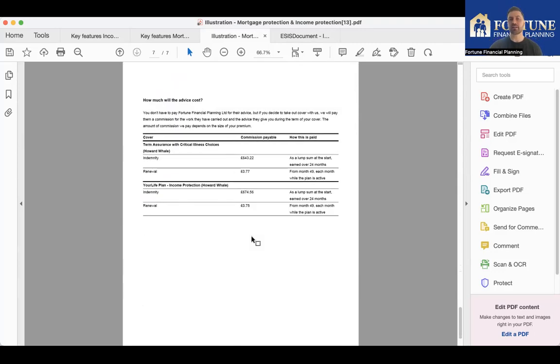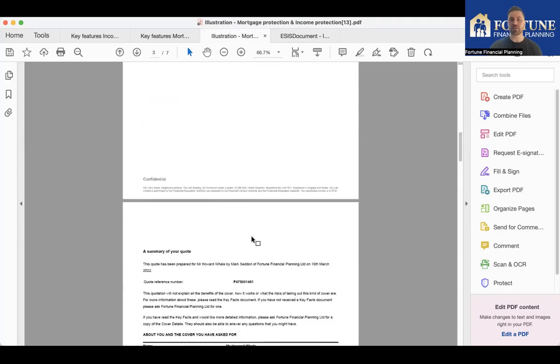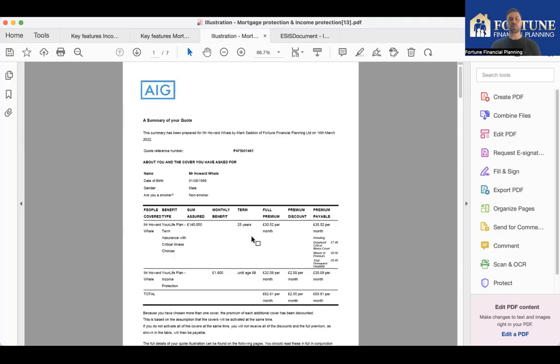And just finally, at the back of the illustration, there's some information on commission and how that is paid to ourselves and Primus. We get paid from the provider for doing a job on their behalf for the client. The clients do not pay us anything for arranging the protection, including any trusts and wills with Fortune Financial. So there's your illustration. That's how you'd recommend that to a customer.